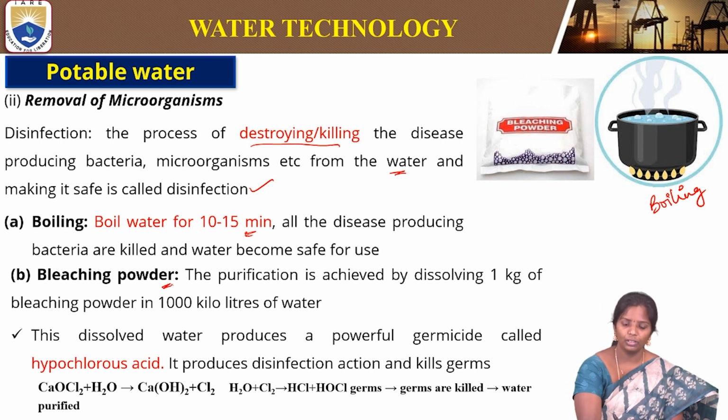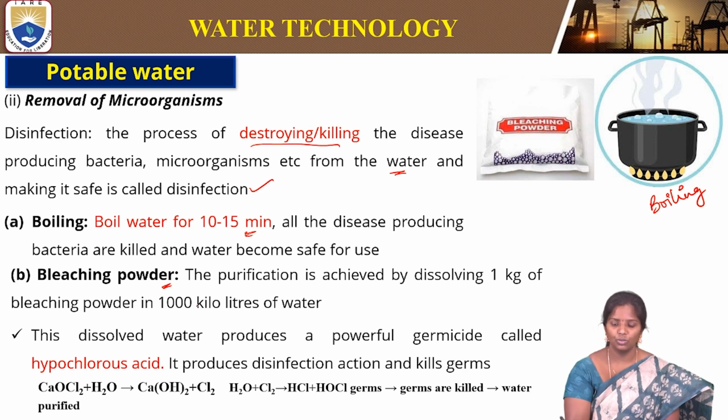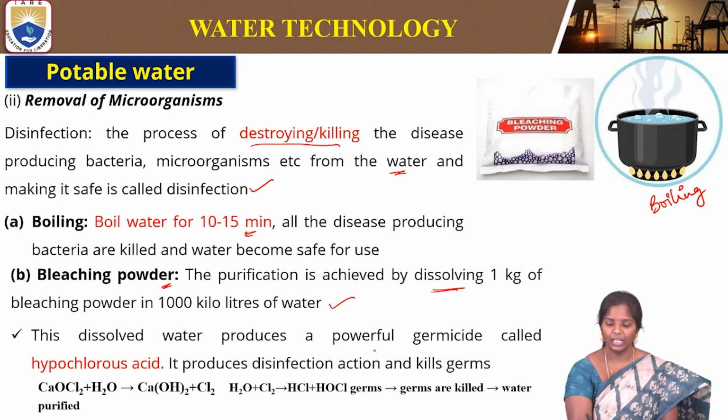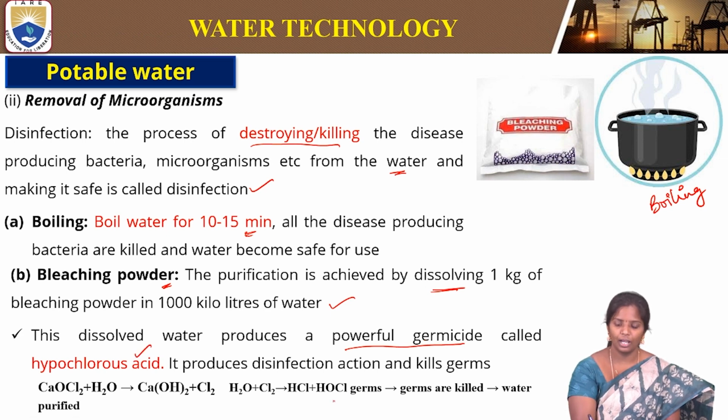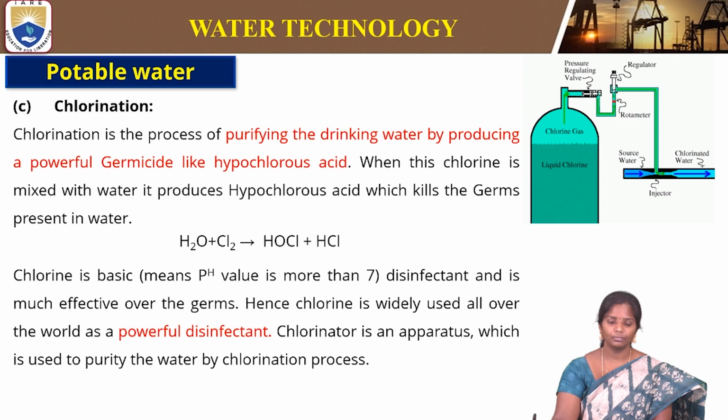Then the bleaching powder. Bleaching powder can be used for purifying the water, where all the germs will be destroyed, by dissolving 1 kg of bleaching powder in 1000 kiloliters of water. This dissolved water gives a powerful germicide called hypochlorous acid. This is the hypochlorous acid that is forming, so that will kill all the germs. This is how bleaching powder can be used.